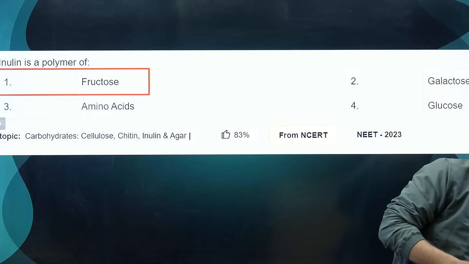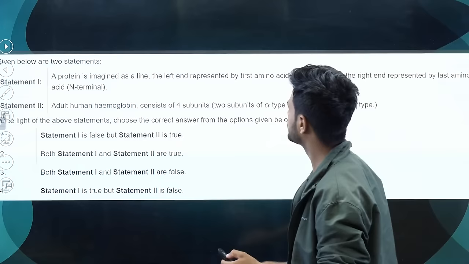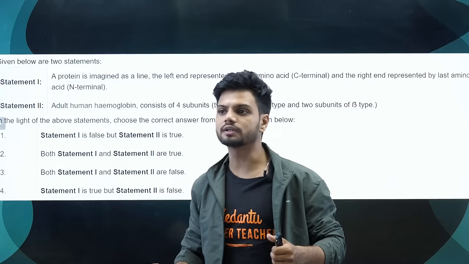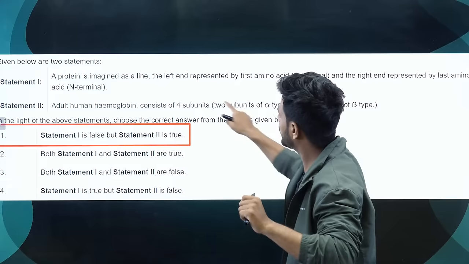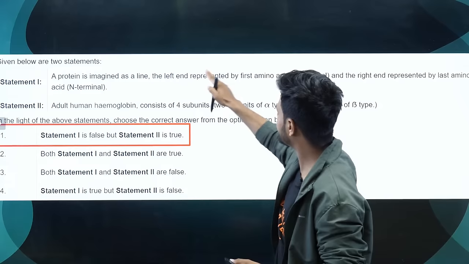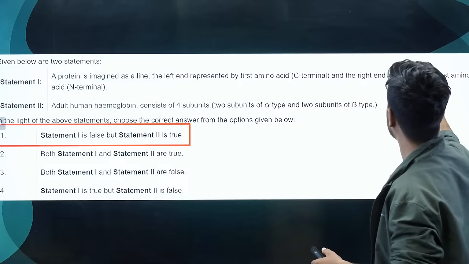Ready now? Next question. Let me zoom in for you. Look, the first statement is saying that a protein is imagined as a line. The answer is yes, students. Protein is imagined as a line. The left end is represented by the first amino acid C. The right end is represented by the last amino acid N.